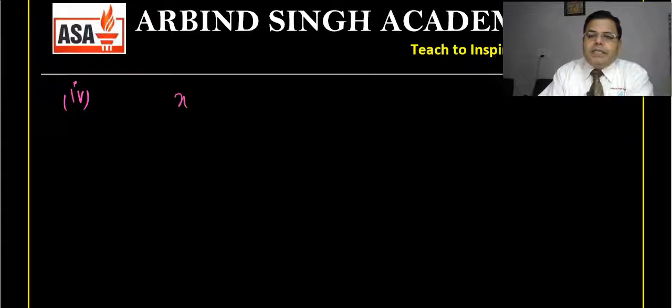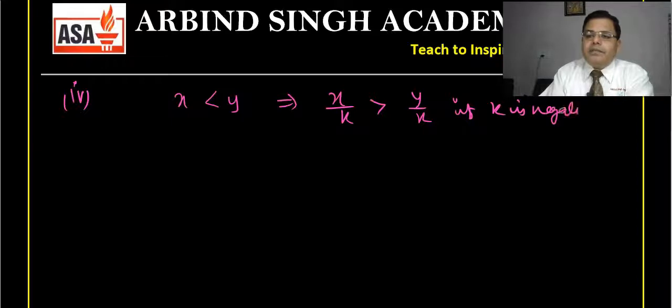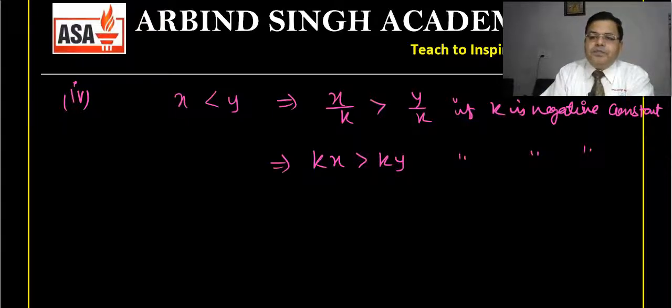Say, if x is less than y, then multiplying by k gives kx greater than ky, if k is a negative constant. It means if you multiply by a negative number, then the sign of inequality will be changed. x is less than y becomes greater than; the sign less than is reversed.